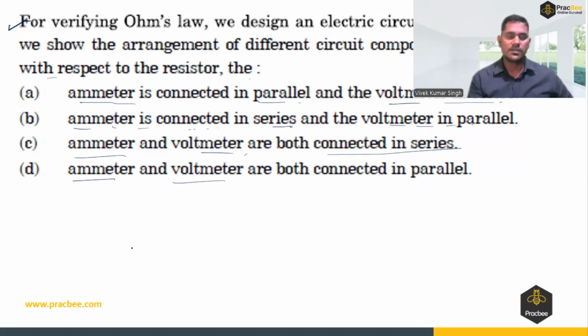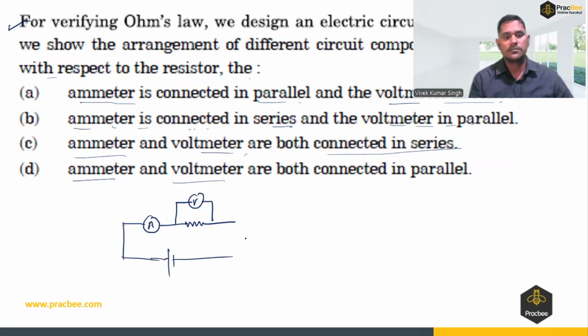So we know that in a circuit diagram, the ammeter should be connected in series with the resistor, and the voltmeter should be in parallel with the resistor. So this is how the circuit diagram looks. The correct option is B. The ammeter should be connected in series and the voltmeter should be connected in parallel.